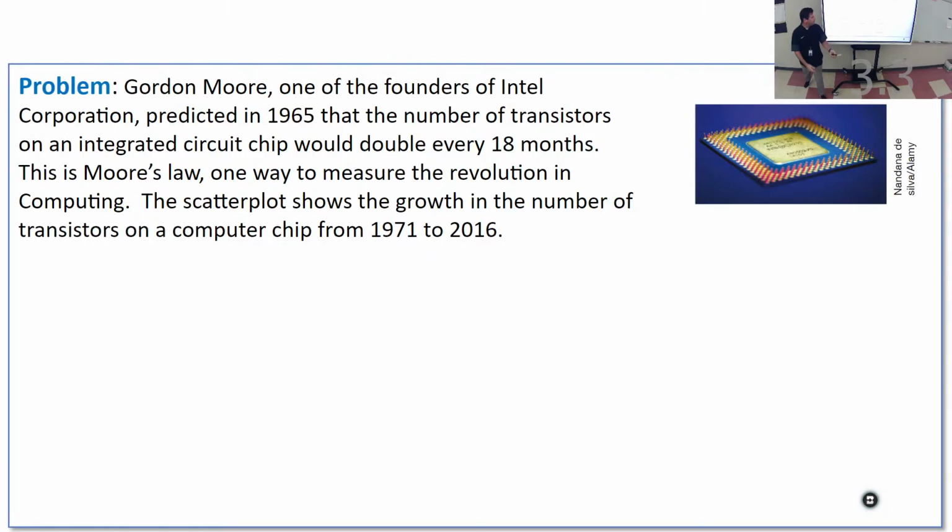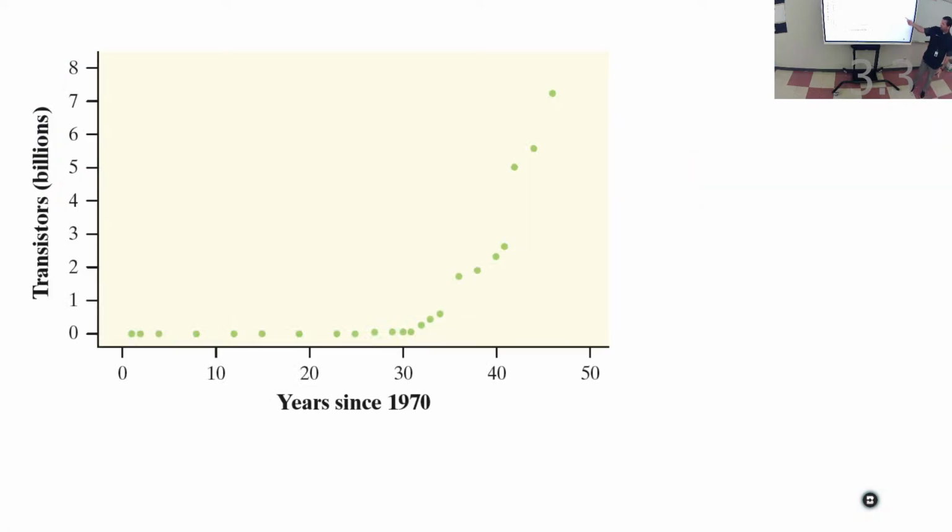Okay? Beautiful. Gordon Moore, one of the founders of Intel, predicted in '65 the number of transistors would double every 18 months. This is Moore's law. There's the scatter plot. Horrendous. No way I would want to try to find a line for that data because I wouldn't even be accurate at all.